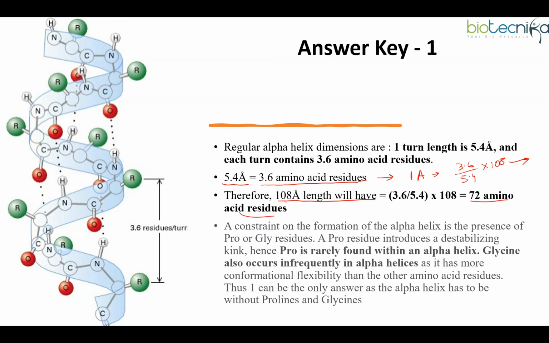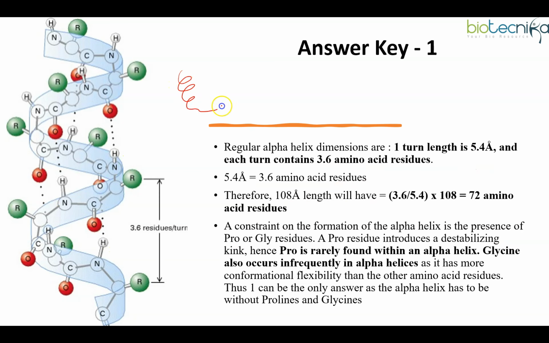Now next is the concept of the type of amino acids present. We all know that in alpha helix, proline and glycine cannot be present, especially because of their structure. There is a constraint that proline residue will introduce a destabilizing kink in the alpha helix because it cannot form hydrogen bonds. Since alpha helix is stabilized by hydrogen bonds, if proline cannot form a hydrogen bond, it will create a bend in the helix because of the missing hydrogen bond. That will destabilize the alpha helix.